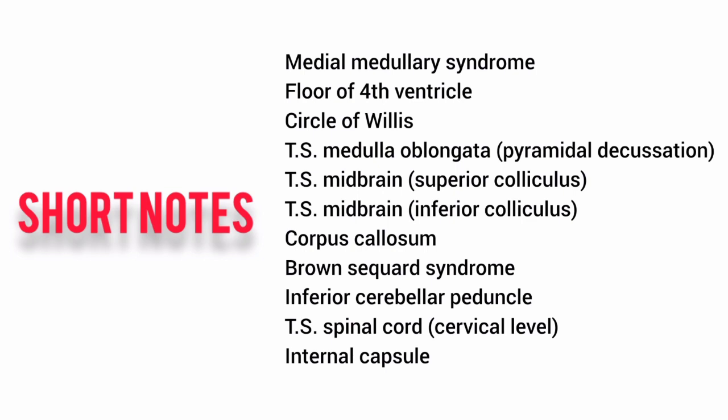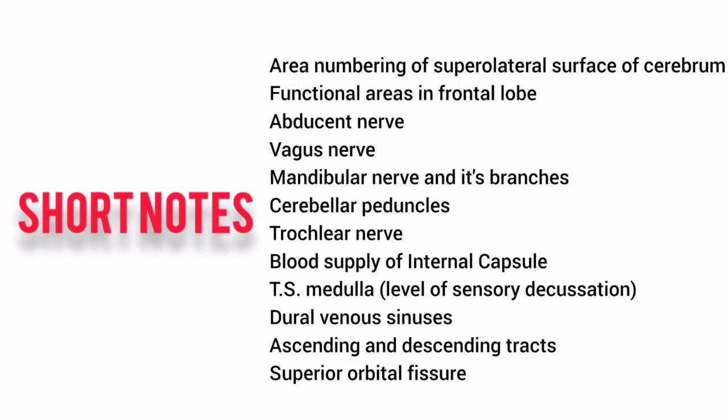Next up is internal capsule. The diagram of internal capsule, the placement of various gray matter and white matter is very important. And this is a question which also needs diagrammatic attention. Then is the area numbering of superolateral surface of cerebrum. This is an interesting part. All the numberings, what numerals are denoted to which part of the brain, the motor part, the sensory part, the auditory, occipital, everything is important with diagram.